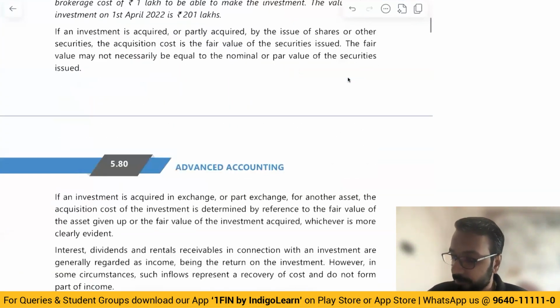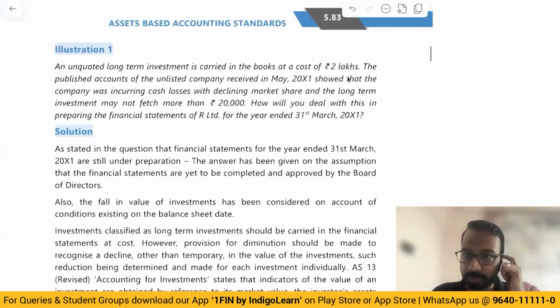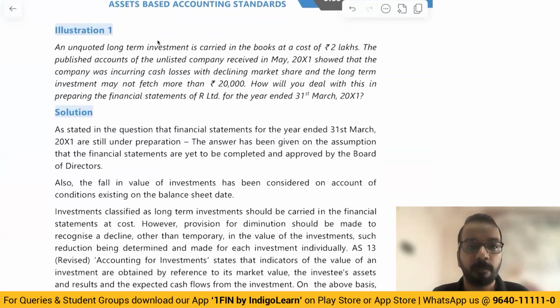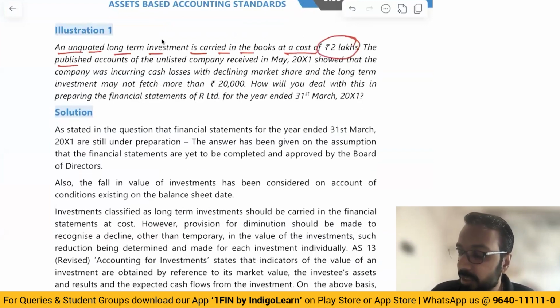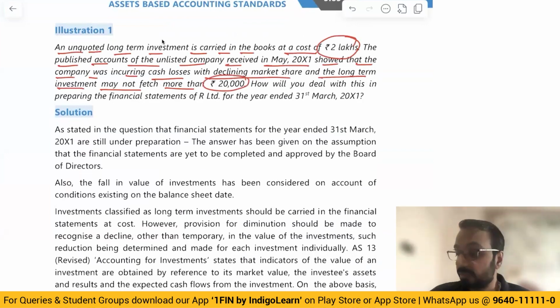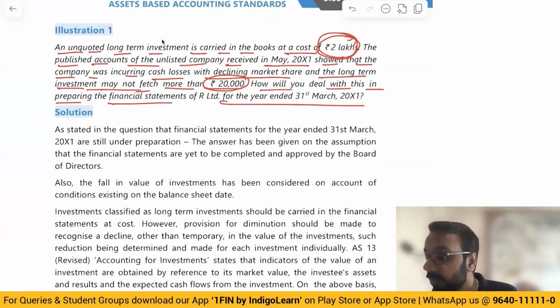Now we'll take up questions. So for example, this one where it is a core theory testing. An unquoted long-term investment is carried in the books at a cost of 2 lakhs. The published accounts of the unlisted company received in May year 1 showed that the company was incurring cash losses with declining market share, and the long-term investment may not fetch more than 20,000. So we invested at 2 lakhs. It may not fetch more than 20,000. How will you deal with this in preparing financial statements for the year ended 31st March of year 1?